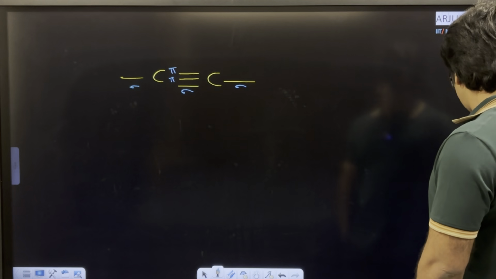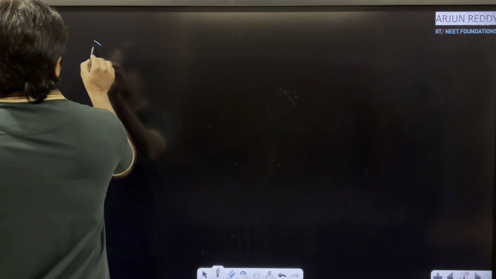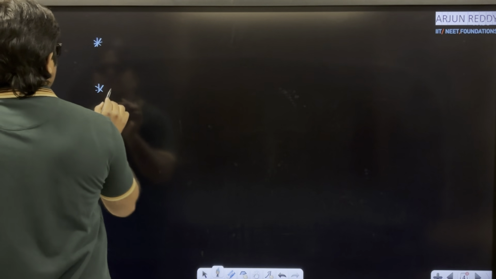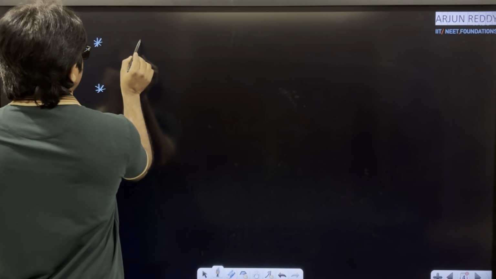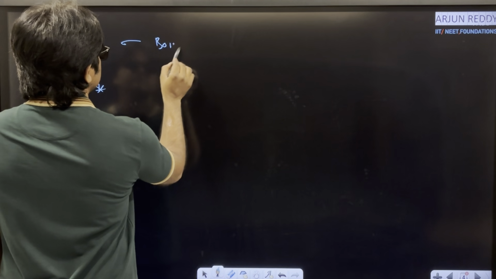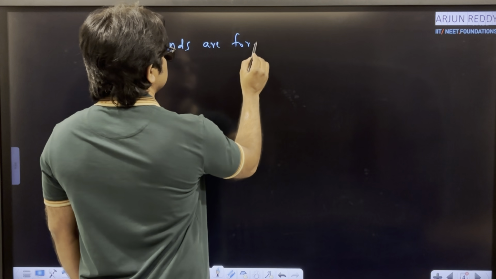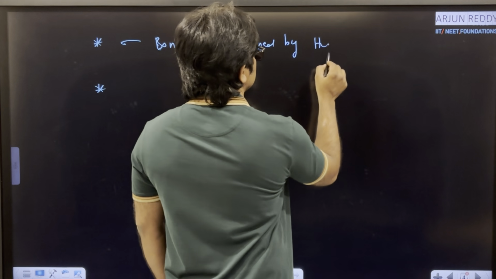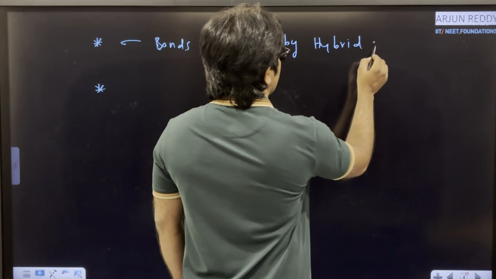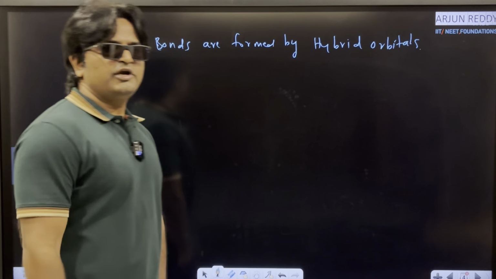Second important point: we will discuss very clearly in chemical bonding, just remember these 2 points. Sigma bonds are formed by hybrid orbitals.